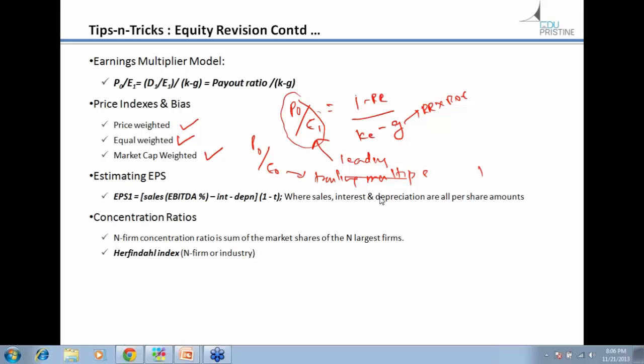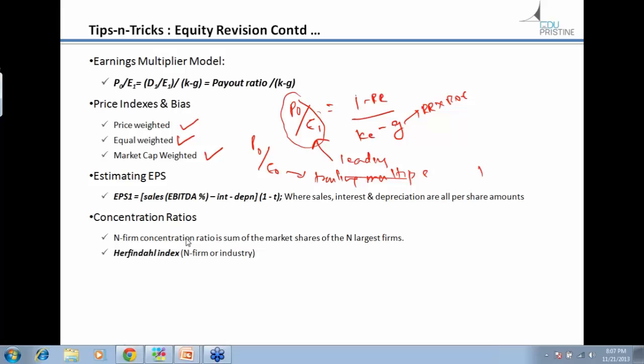So this is not a good way of forming an index, because in this case the better performing stocks will not be given that weight which they deserve. And the third way is the price weighted method. Now next I want to come to how one can estimate the EPS.